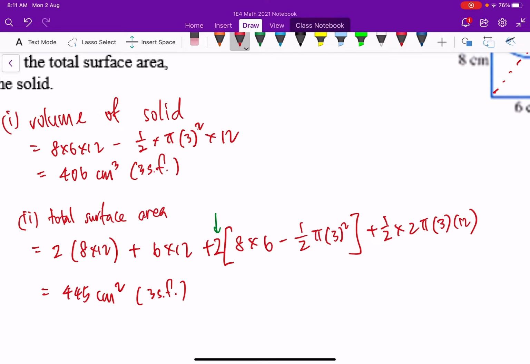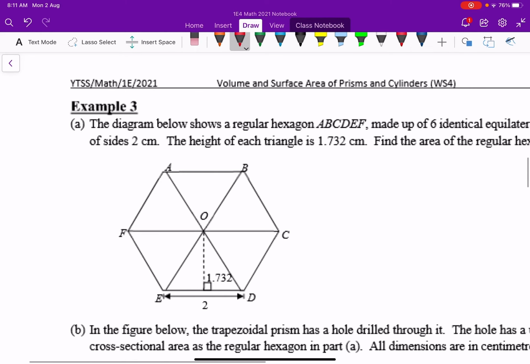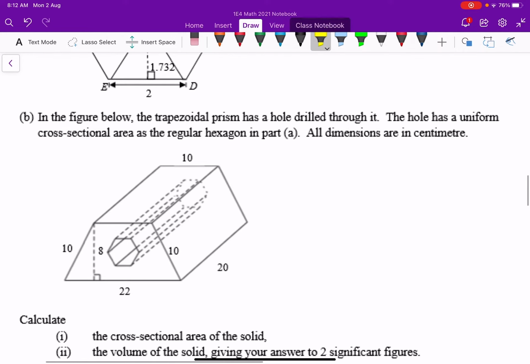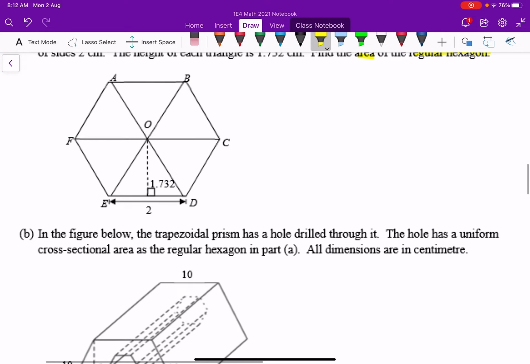Now example 3. The diagram shows a regular hexagon that is made out of 6 identical, highlight, 6 identical equilateral triangles. Alright, okay, every side is 2 cm. The height of each triangle is 1.732. Find the area of the regular hexagon. Okay, so read the rest later.